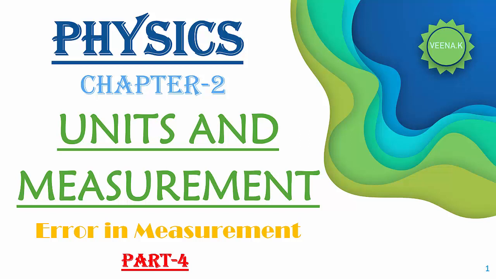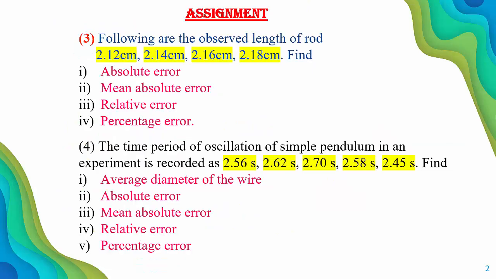Now I will give you the solution for those two problems and we will continue the remaining part of error in measurement. These two questions were given as an assignment in the previous class. You can read these questions. Following are the observed length of the rod: 2.12 cm, 2.14 cm, 2.16 cm, 2.18 cm. Find absolute error, mean absolute error, relative error and percentage error. These two problems again I am going to solve in today's session. You can check the answers of third and fourth problem.